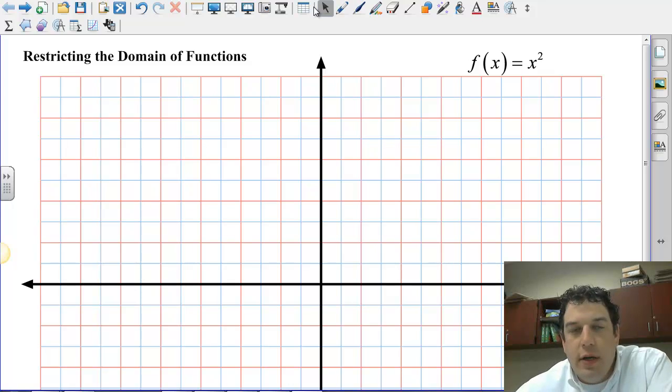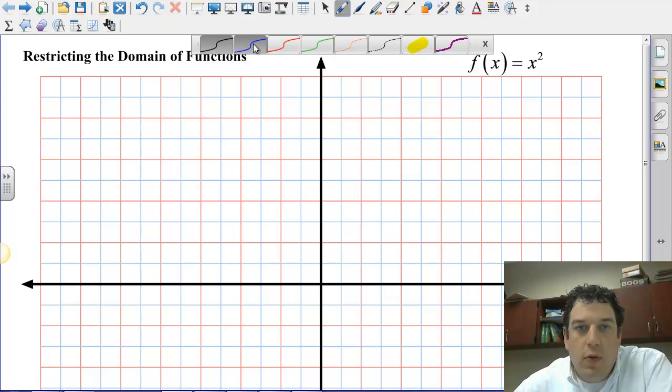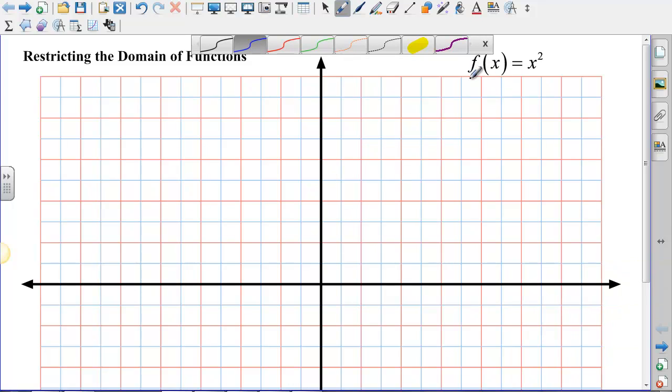Hi everybody, Mr. Garrett here, and I wanted to talk briefly to you about restricting the domain of functions so that the inverse of a function is also a function. And so we're going to start here with our favorite quadratic function, f of x equals x squared.